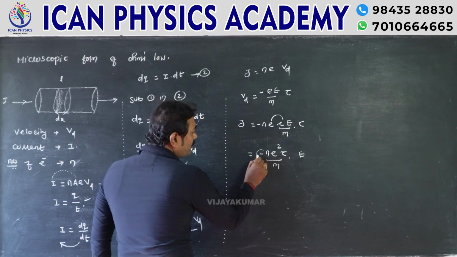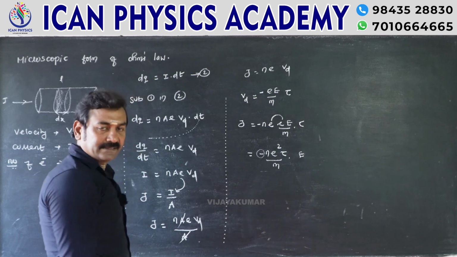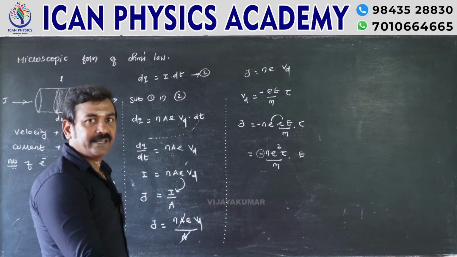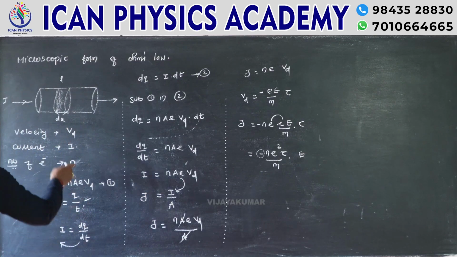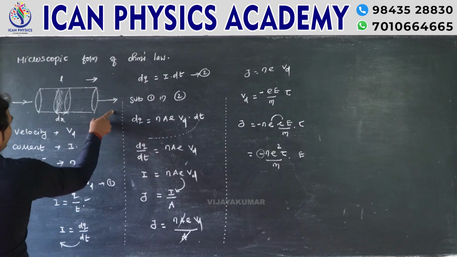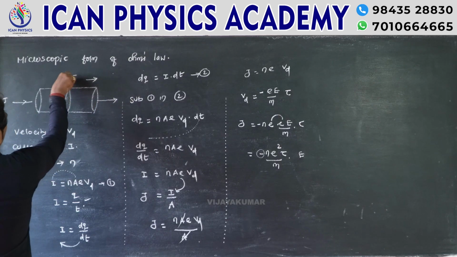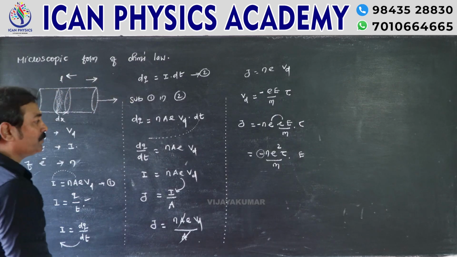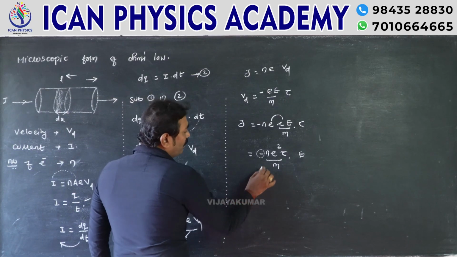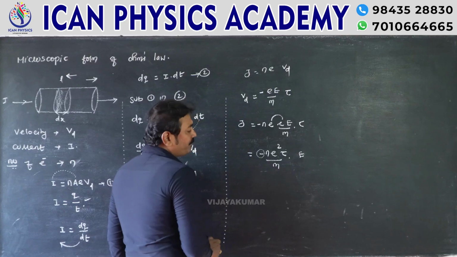Now this is the negative sign, which gives that the electrons are flowing in the opposite direction. When we apply the electric field in the direction of x to y, the electrons are drifted in the opposite direction, towards the positive terminal. Now, n e squared tau by m.